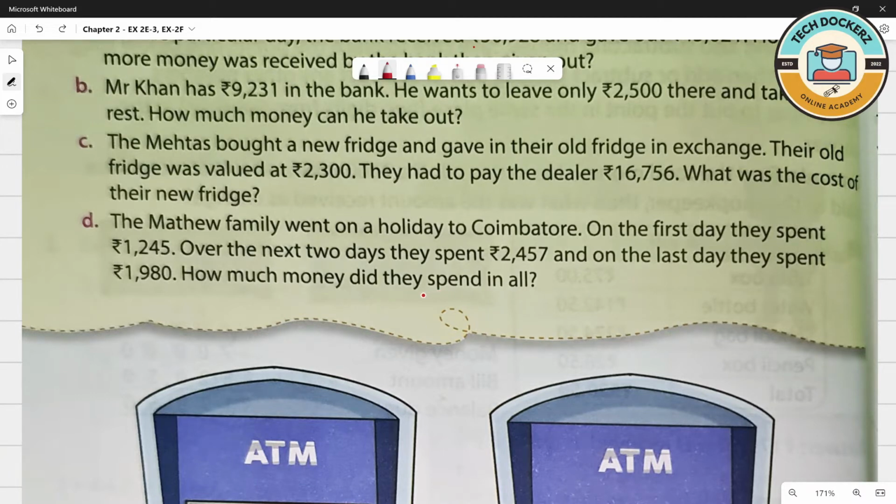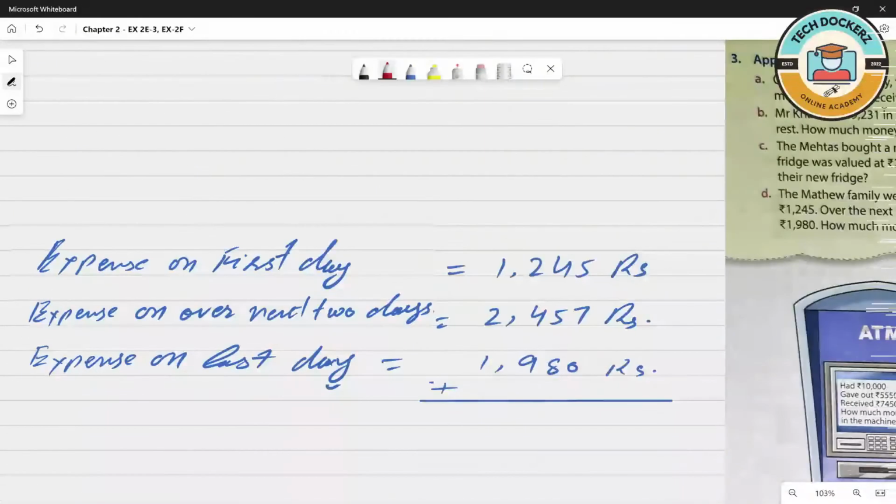So the signal word in this question is spend in all. So it means that we need to add all the expenses of the Mathew family. So this question is for addition. Let's solve this question. So I will repeat the question for you.